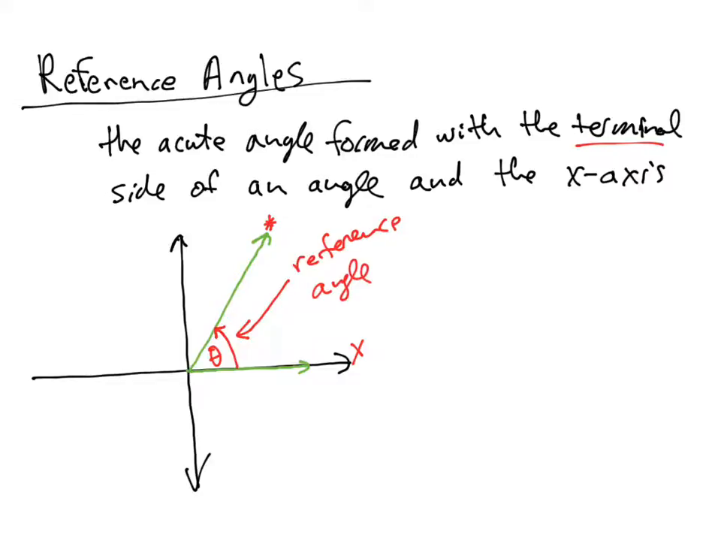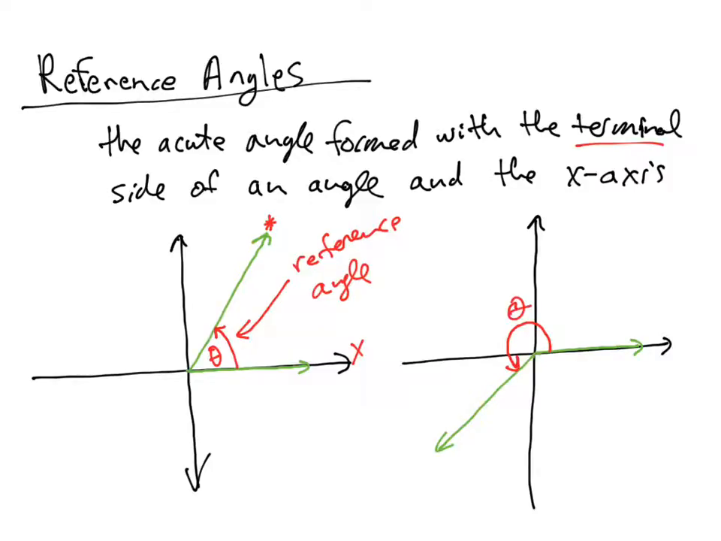Now, when we're in the first quadrant, reference angles are pretty easy to see. If this is our angle, well, the angle is going to look like this. There's theta. But the reference angle is this angle right here, the angle between the terminal side and the x-axis. So this, actually I don't want to put x there, let's call that beta. So beta would be the reference angle.